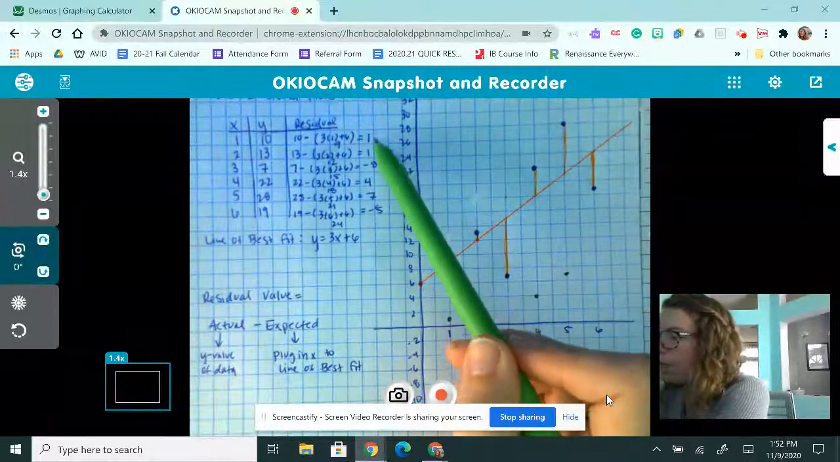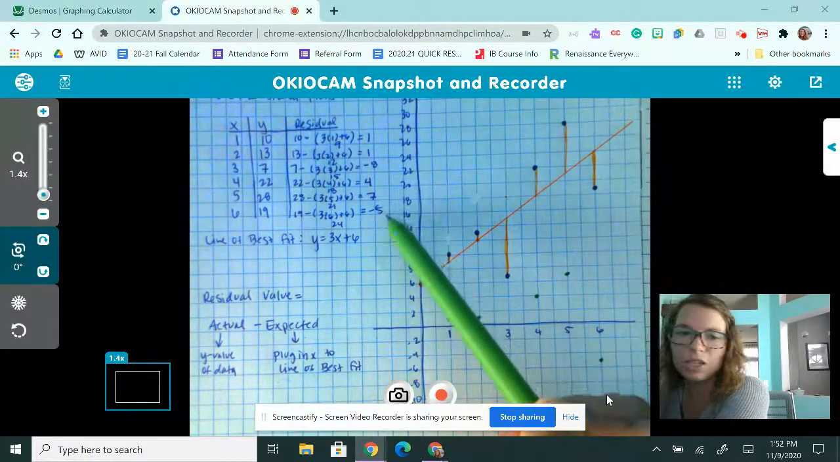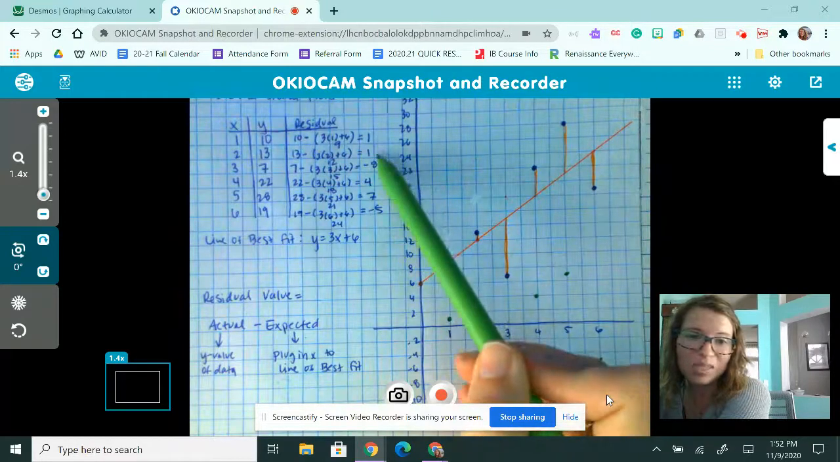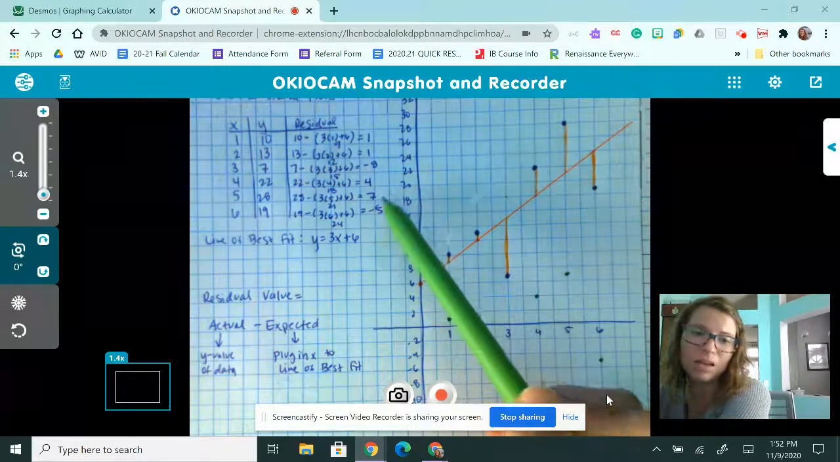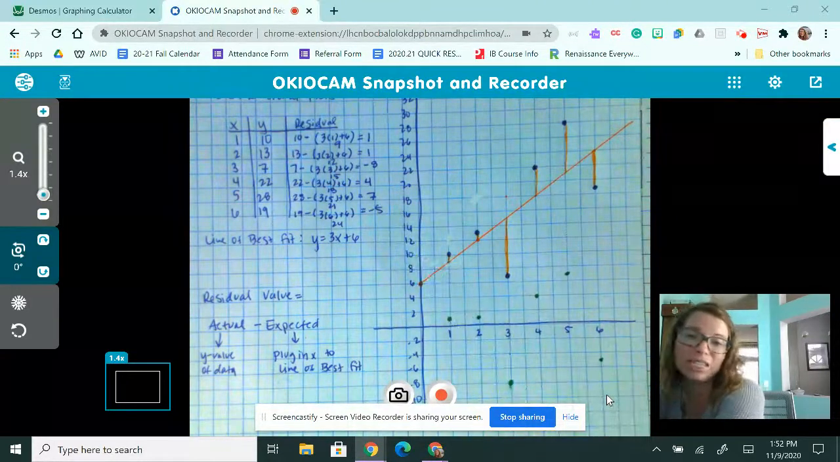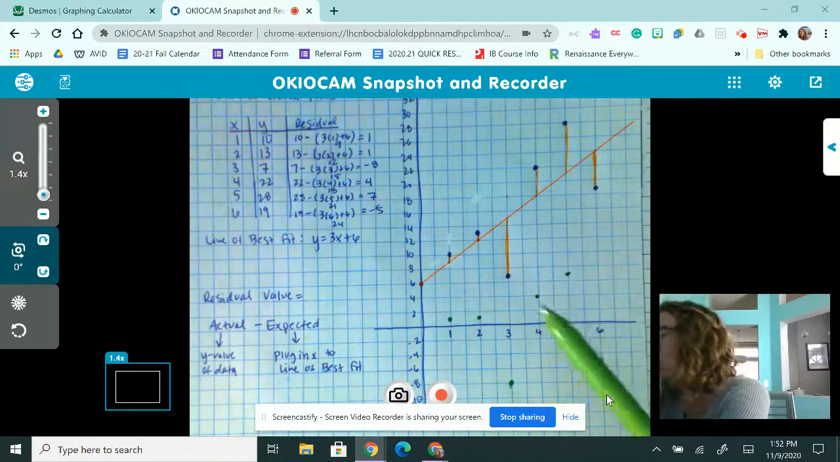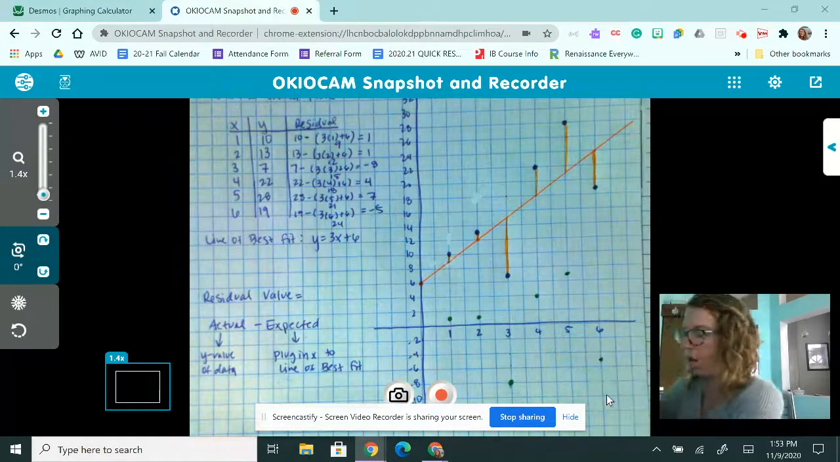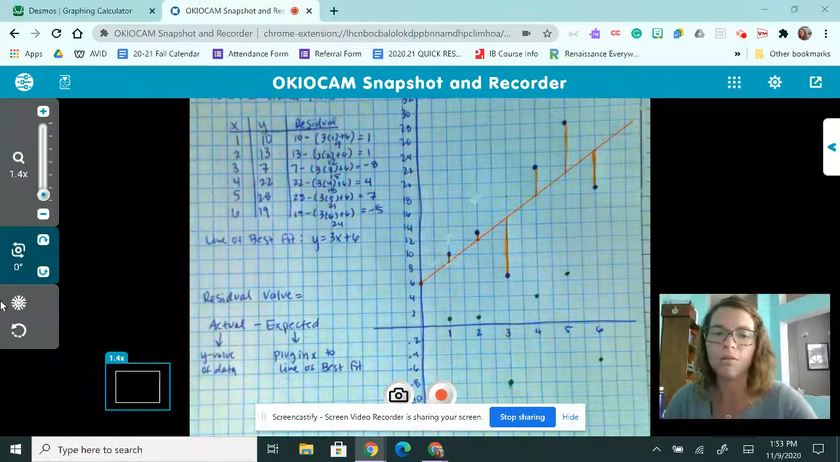Also, when you add up all of these residual values, they should equal 0, which these do. So if you add all these up, 1 plus 1 plus negative 8 plus 4 plus 7 plus negative 5, you should get 0. Okay, so that's another way to show that you're correct. So this is just another way to analyze your line of best fit in your data.